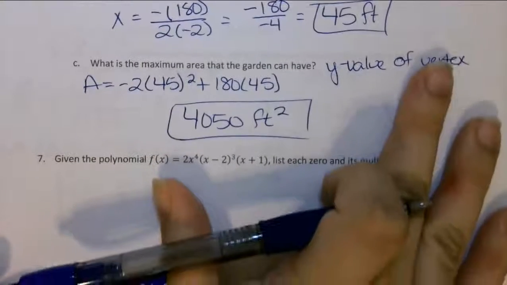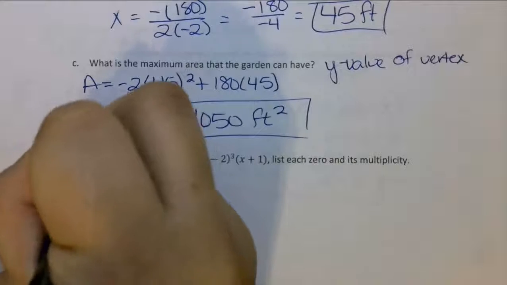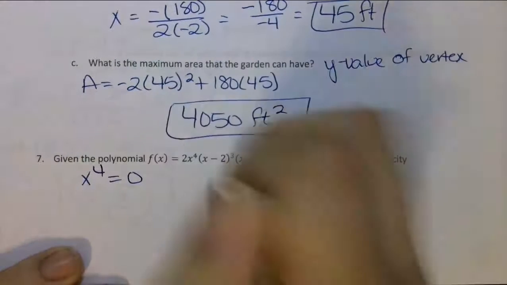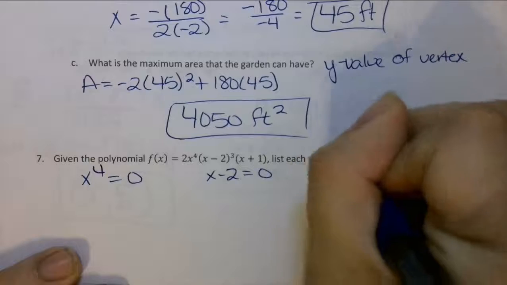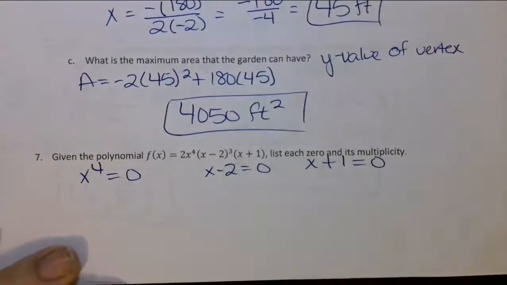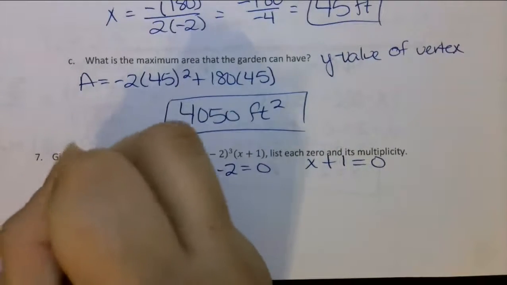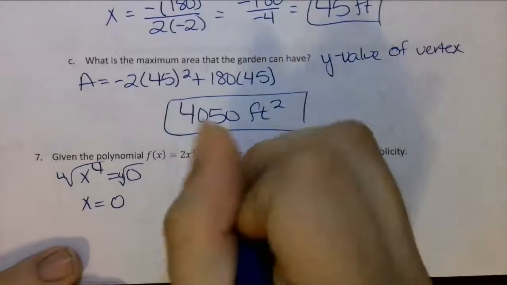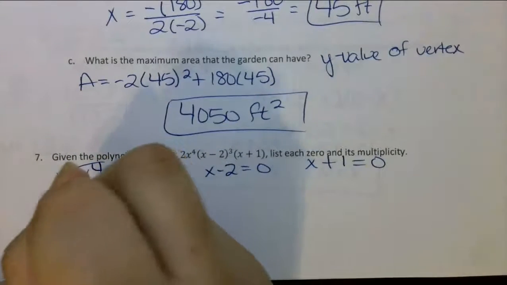Okay. This one wants me to list each zero and state its multiplicity. So first I need to set each factor equal to 0 to find it. So I have x to the 4th equals 0, x minus 2 equals 0, and x plus 1 equals 0. This one, if I take the 4th root of both sides, I get x equals 0. This one has a multiplicity of 4 because of the exponent.